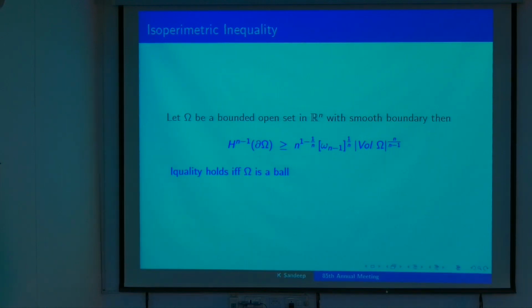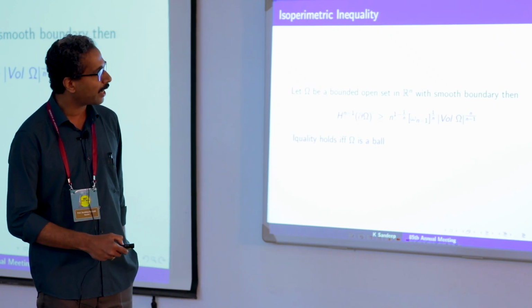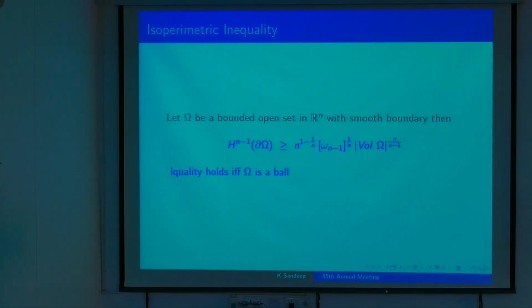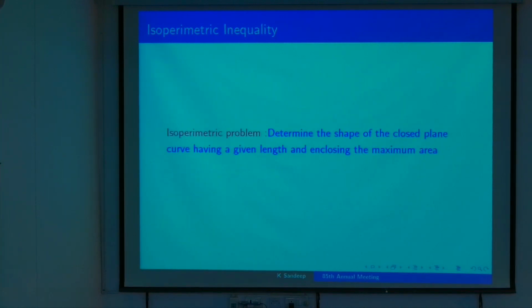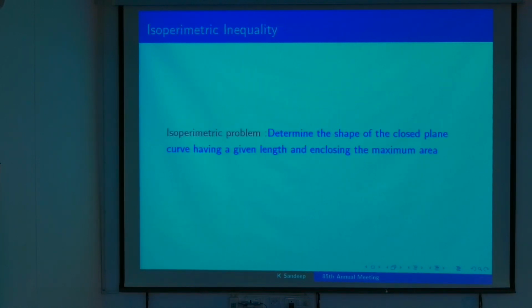Okay, and then there is a constant here, and this constant is actually the best constant, and you can show that if omega is a ball, you in fact have equality. When omega is a ball, the measure of the boundary and the volume are related, and this is going to be equal. And in fact the equality holds if and only if the set is a ball. Okay, you note that this constant here is the same as the constant in the Sobolev inequality, and it is not a surprise.